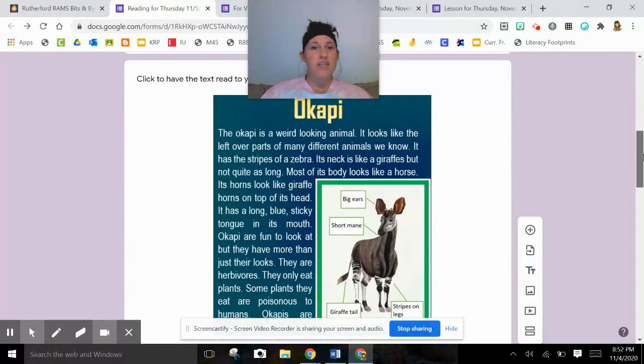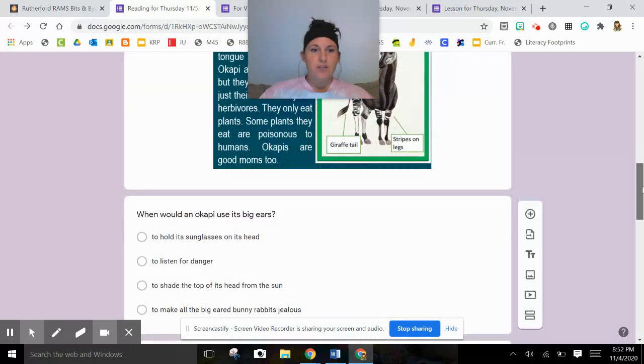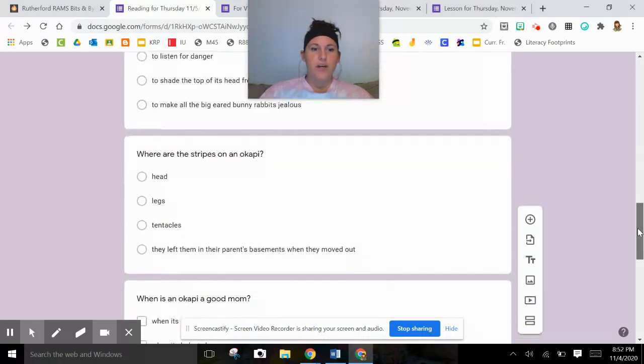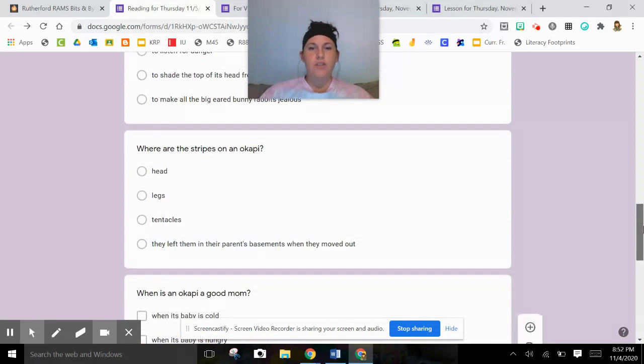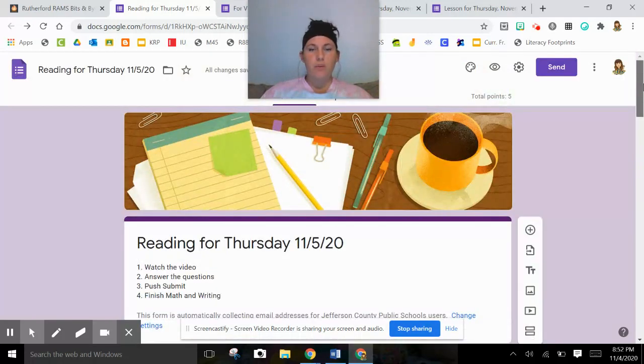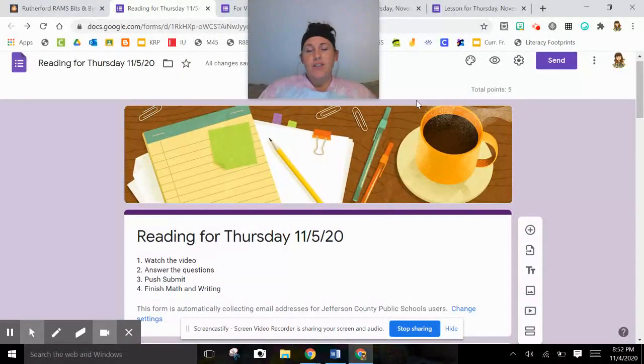So now you're going to be doing the same thing, when and where questions, but with this Okapi text that you guys have seen several times. As you can see, there are some when and some where questions for you to answer about this Okapi. So go get that classwork done, and then you're done for the day.